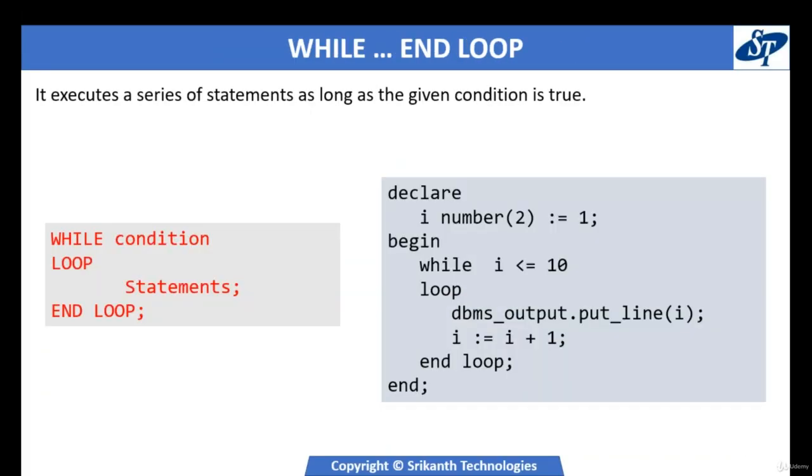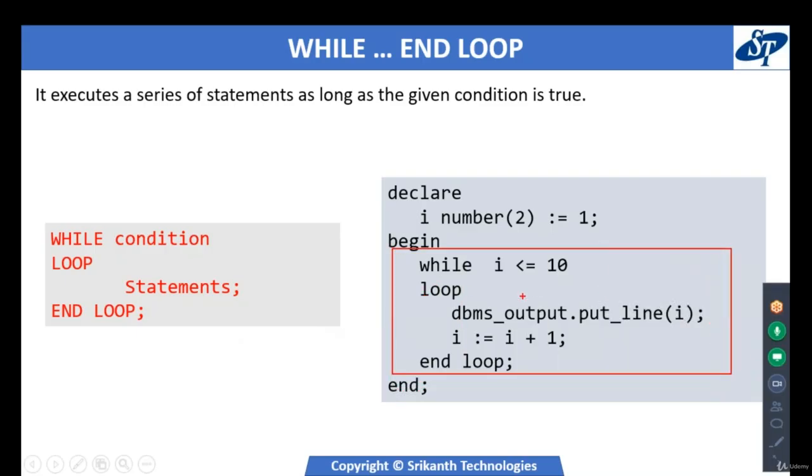Now, the second looping structure is the while loop. This is where we give a condition. When the condition is satisfied, the statements are executed. When the condition fails, the loop is terminated, so we no longer execute the statements. Let's look at an example.